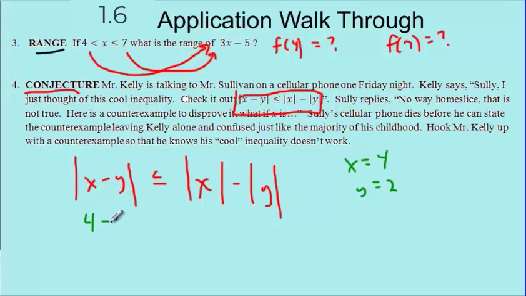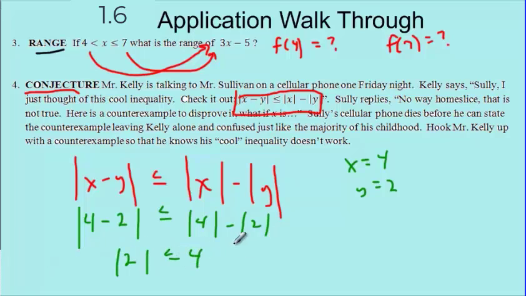Well, if x is 4, y is 2, plug those in there. What are you going to get? The absolute value of 4 minus 2, so 4 minus 2 is 2. Absolute value of 4 is 4. Absolute value of 2 is 2. Is the absolute value of 2, that is 2, less than or equal to 2? It is. So in this case, it's true. So this is not a counterexample. This says Mr. Kelly's right.